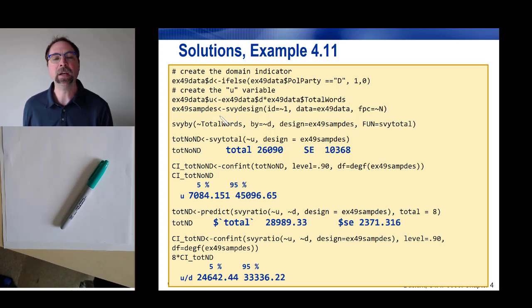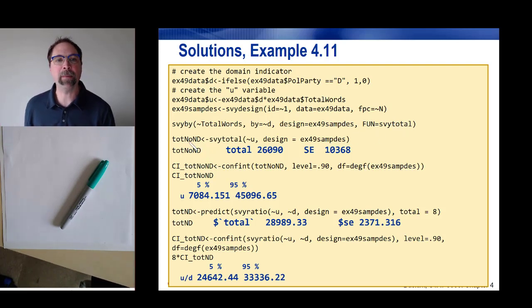I'm going to specify the survey design object that we've done before. Then I'm going to actually carry this out by using the survey by. I want an estimate of the total words. The subdomain of interest is indicated by this d variable. My design object is what we've specified. And the function is survey total because I want survey totals here, not means.